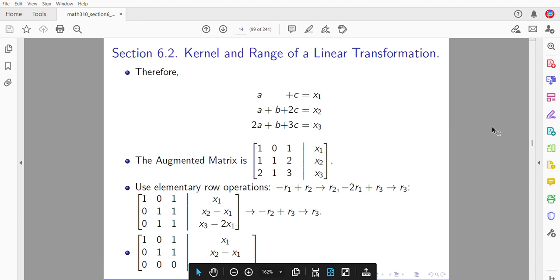Okay, assuming my calculations are correct, this is what I get, and this is reduced row echelon form. Notice the last row, it is 0, 0, 0. Which means I may not be able to solve. 0, 0, 0 on the left hand side and something non-zero on the right hand side means I may not be able to solve.